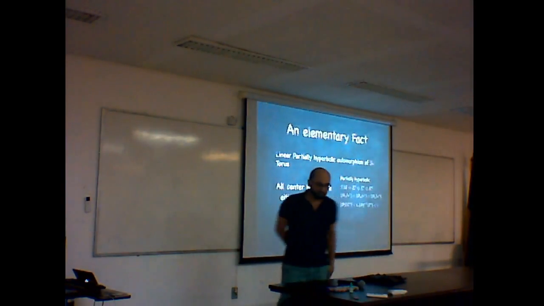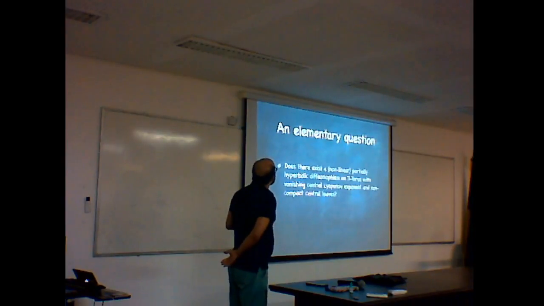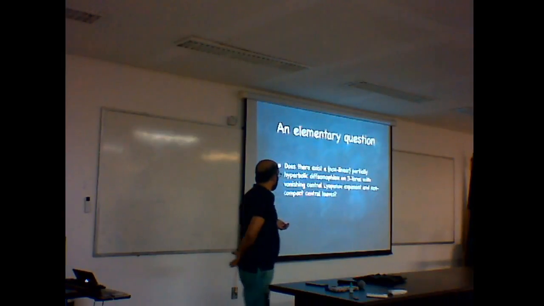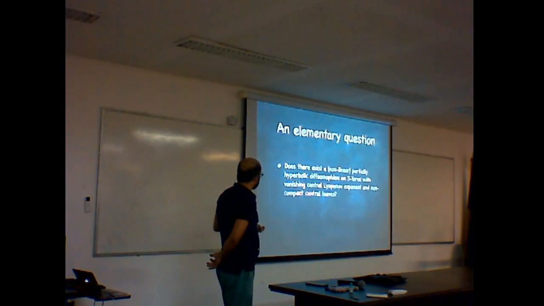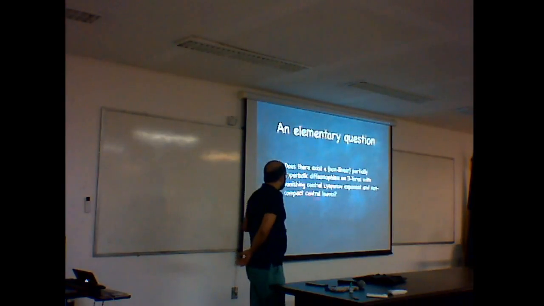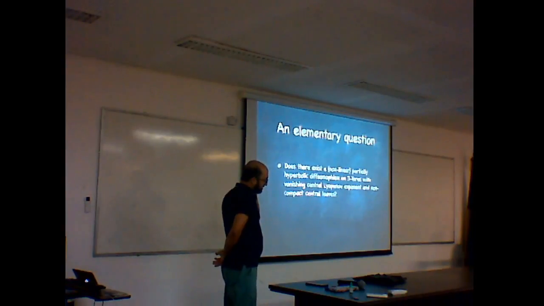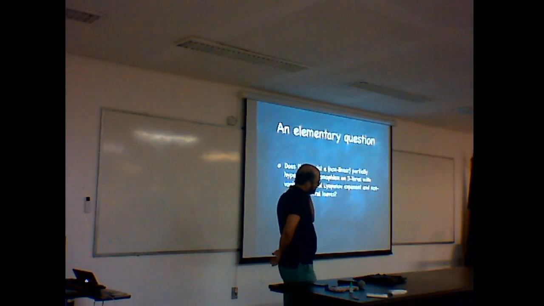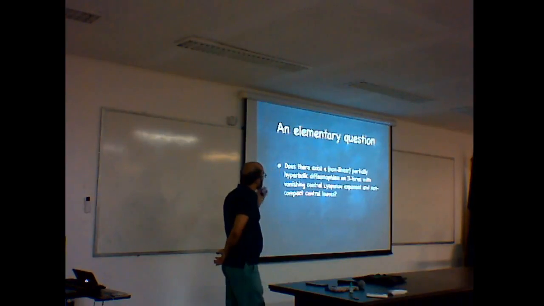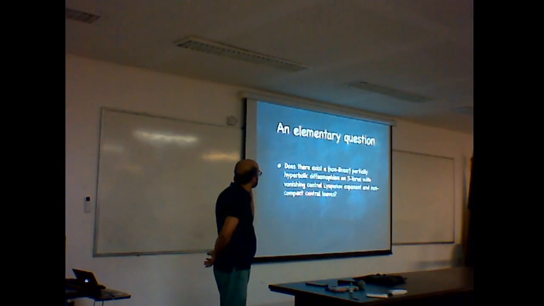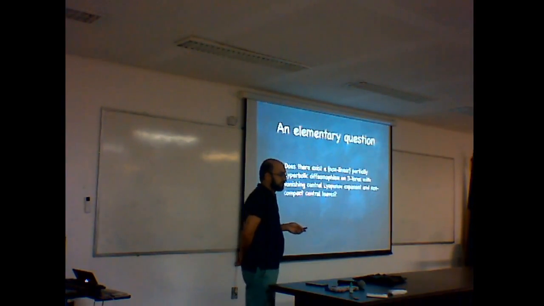And then the elementary question that we had was the following. Is it possible to find a nonlinear partially hyperbolic diffeomorphism on the 3-torus such that its central Lyapunov exponent is 0, but still it has non-compact central leaves? Okay, so it's a very naive question. And as I announced, this is my talk about the history of a project that began some years ago and the outcomes during these 5 years.